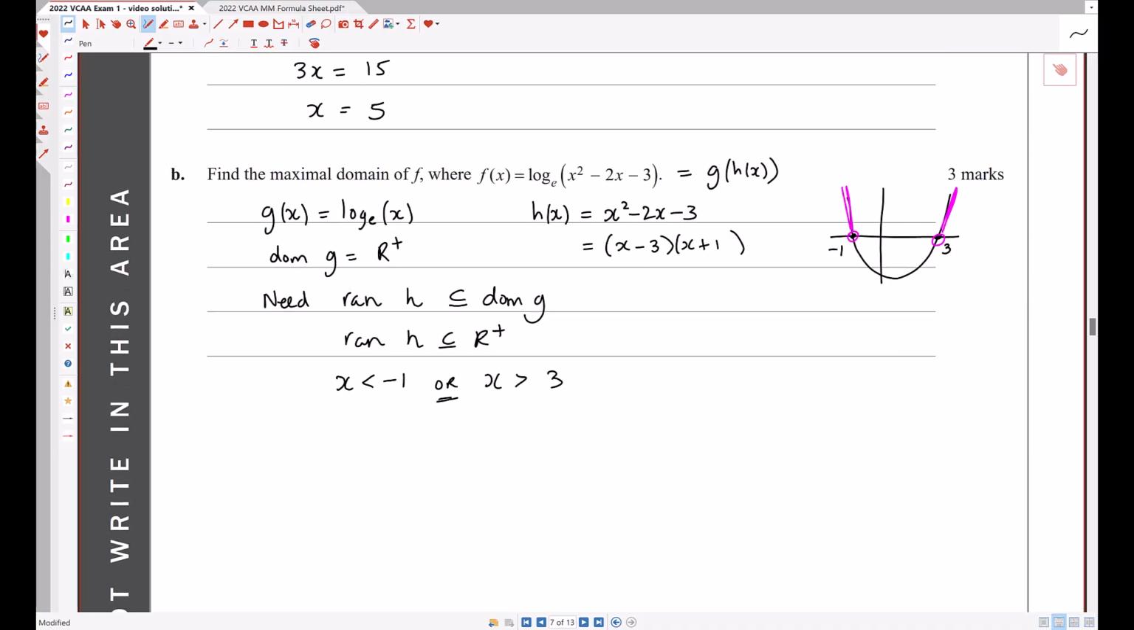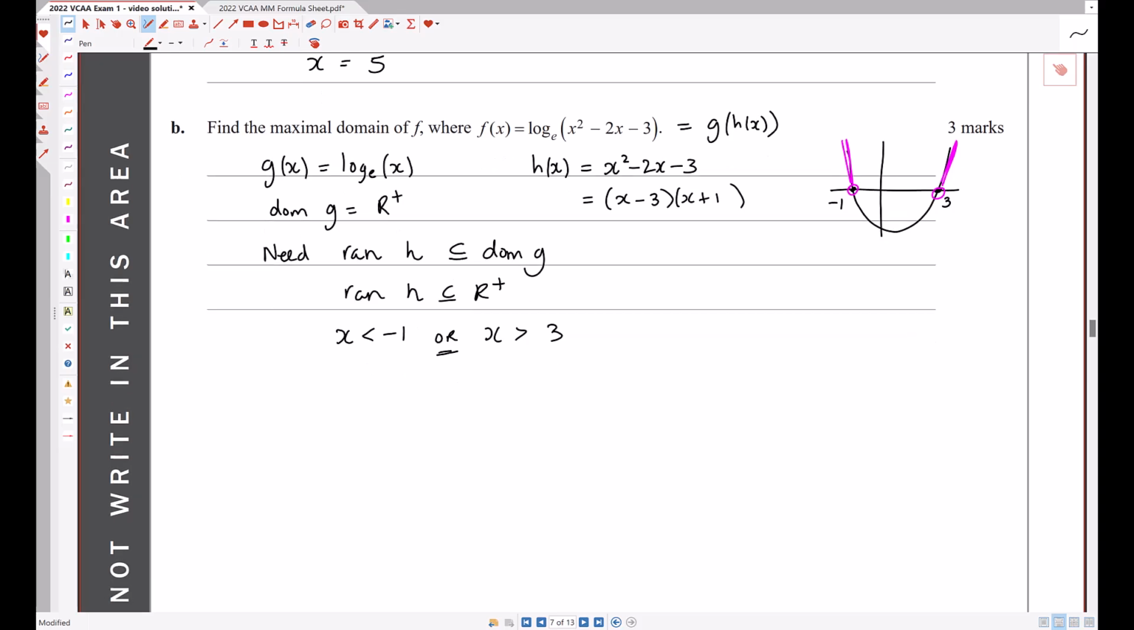Don't write "and", which would mean the intersection, and there is no intersection between those two things. We know that the domain of the composite function is the domain of the inside function, so the domain of h, but in order for the composite function to exist, we needed to make sure that the range of h is a subset of the domain of g, so that the output from h can then become the input for g.